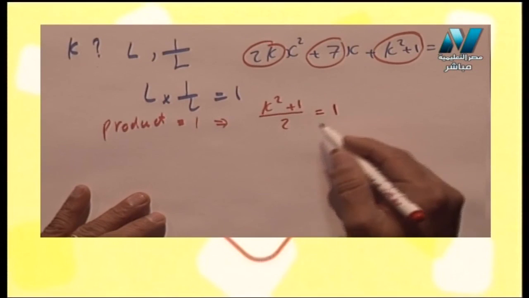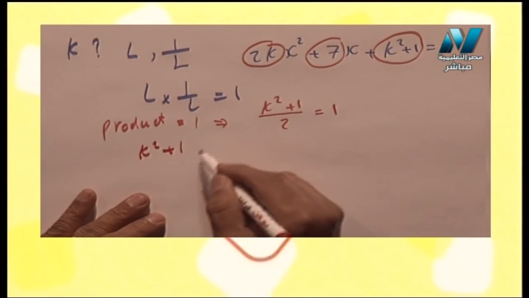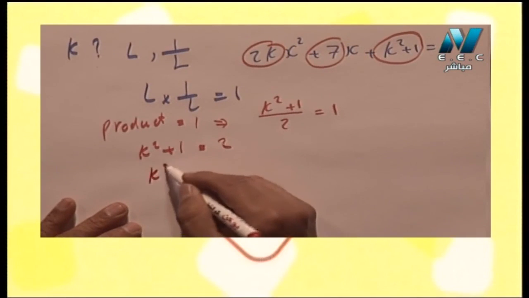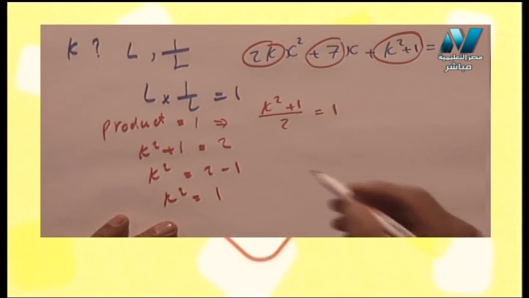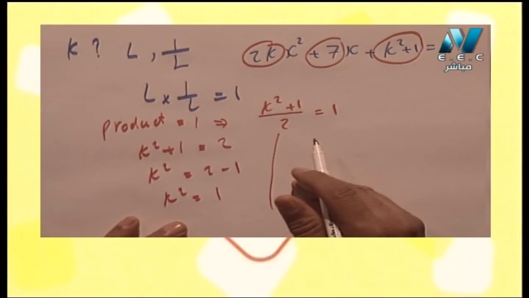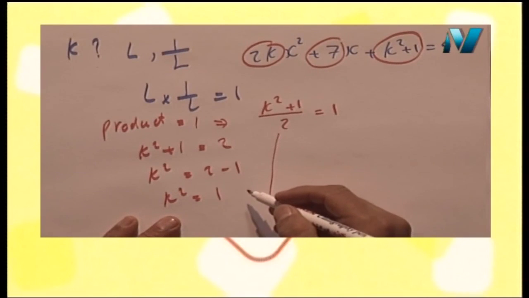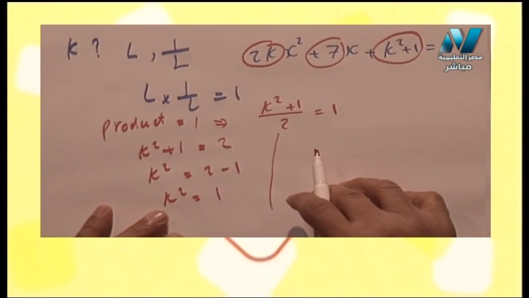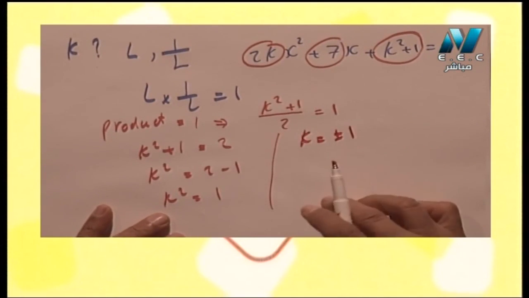And you will multiply 2 by 1, and the answer will be k power 2 plus 1 equals 2 times 1, equals 2. And k power 2 equals 2 minus 1. And k power 2 equals 1. And by taking the square root for the two sides here, what will it be? k will be positive or negative 1.